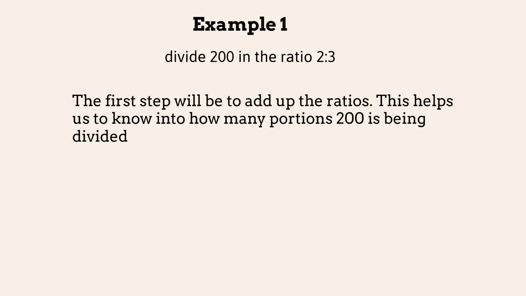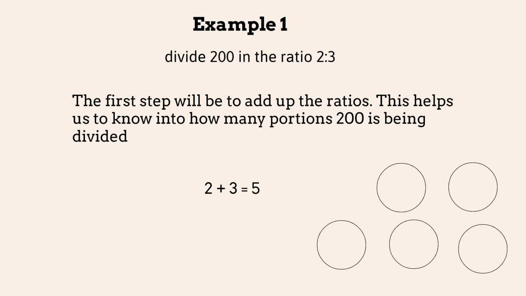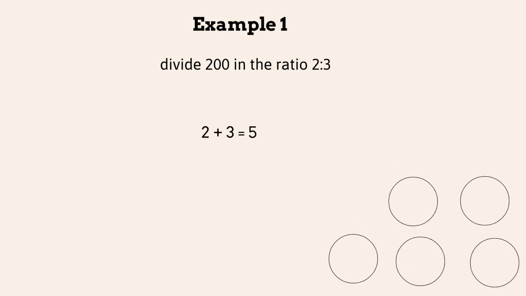The first step will be to add up the ratios. This will help us to know into how many portions 200 is being divided. So now that we know that 200 is being divided into 5 portions, we can find out how many there are in a single portion. And we do this by dividing. So step 2 would be 200 divided by 5, which is equal to 40.